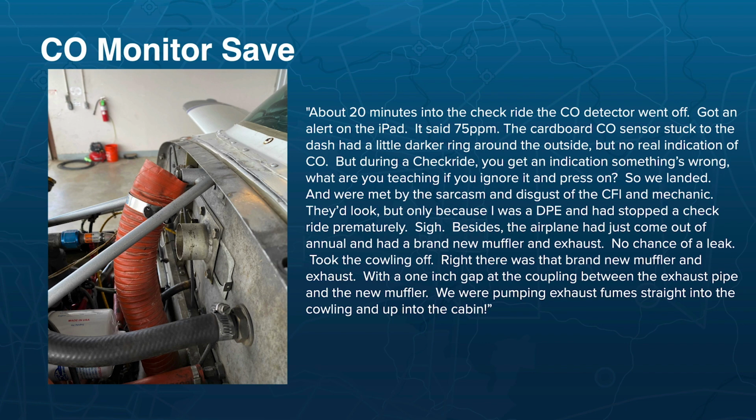This is from a designated pilot examiner who sent this to us and said, about 20 minutes into a check ride, the carbon monoxide detector went off and we got an alert on the iPad. It said 75 parts per million. The cardboard CO sensor, the chemical sensor that Ryan was alluding to that you sometimes see stickered to the panel, stuck to the dash had a little darker ring around the outside, but not really an indication of carbon monoxide. But during a check ride, if you get an indication that something's wrong, what are you teaching if you ignore it and press on?